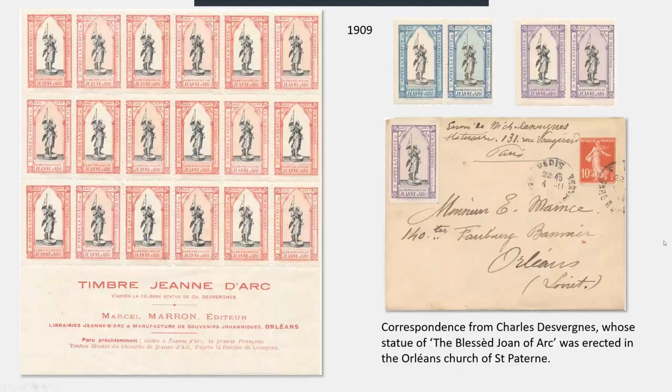Here again is another sheet of stamps, or part sheet of stamps, labels printed by Marcel Marron, likewise in 1909. And on the right is a letter from Desvergnes, the sculptor, with his own little vignette on it. It's got his statue actually portrayed in the vignette.